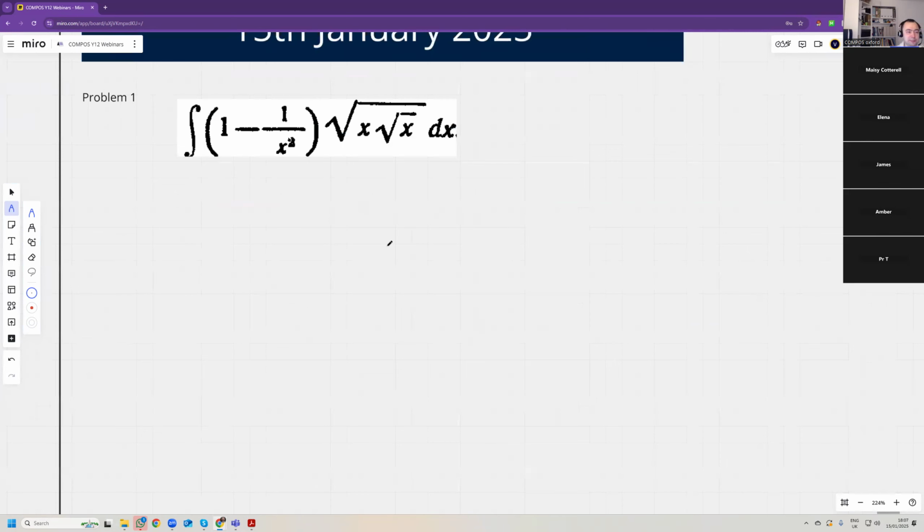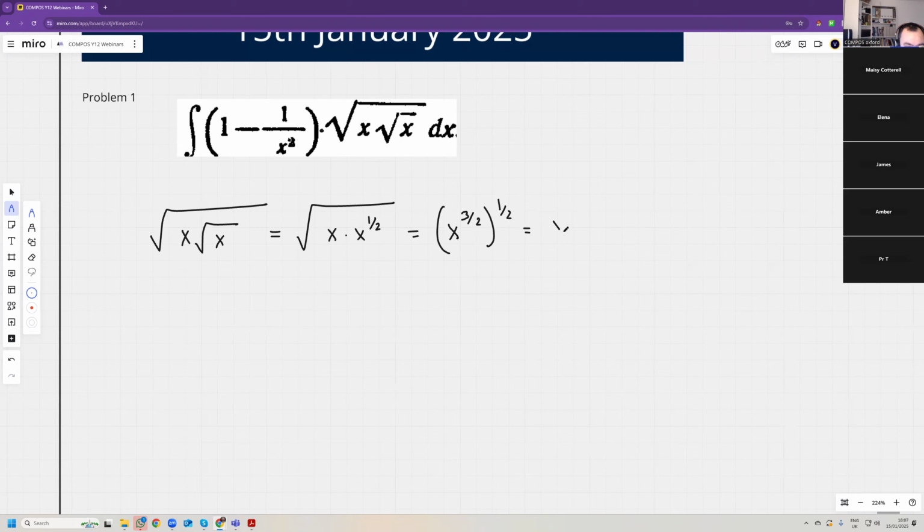This is quite easy, actually. It looks complicated, but it is not. First of all, it's multiplication. We don't know what to do with multiplication. There's no product rule for integration. Therefore, we have to break it down. This can be written as x to the power half. So first of all, we write root x times x, that's root x times x to the power half, which is x to the power 3/2 to the power 1/2. So that's x to the power 3/4.